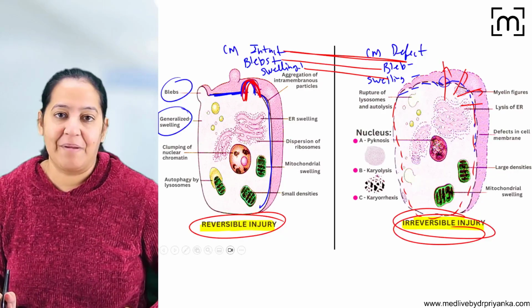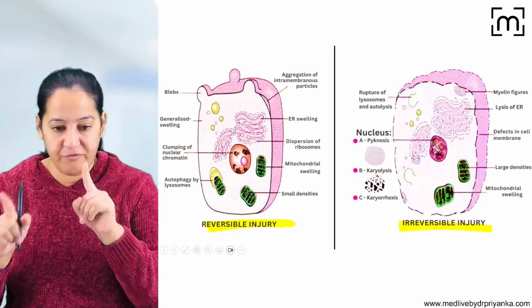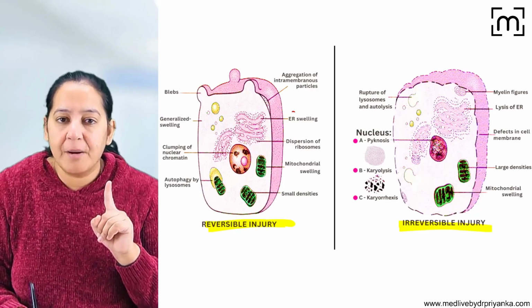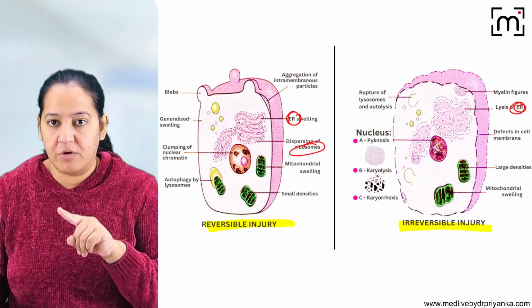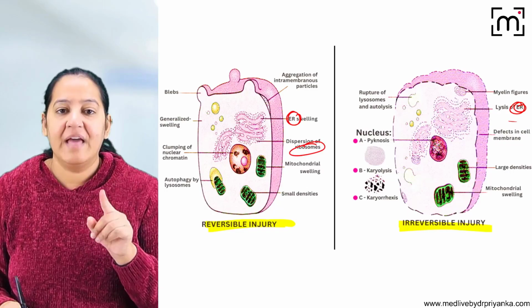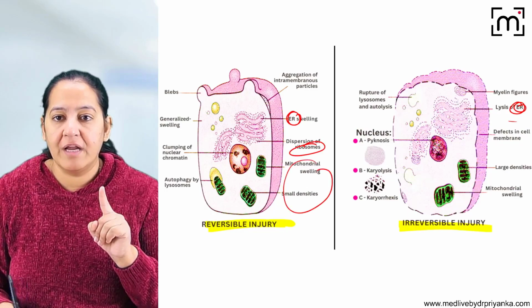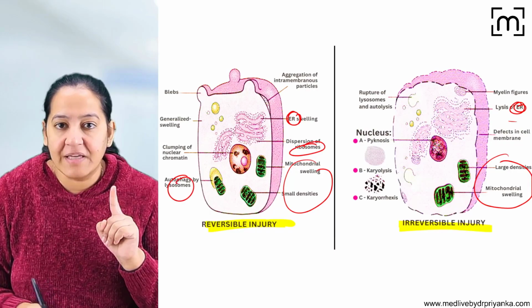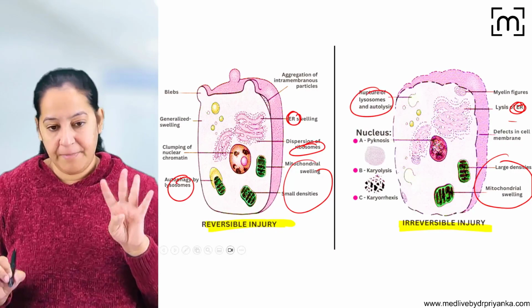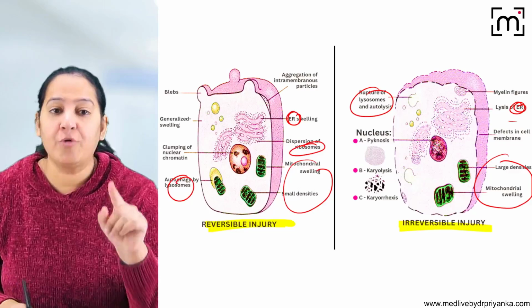So we have compared the cell membrane. Now coming to the 4 organelles. We will compare 4 organelles in each of them. First compare the endoplasmic reticulum in both of them. Then compare the ribosomes in both of them. Then we compare the mitochondria in both of them. And finally compare the lysosomes in both of them. So compare the 4 organelles. Let's start with the endoplasmic reticulum.